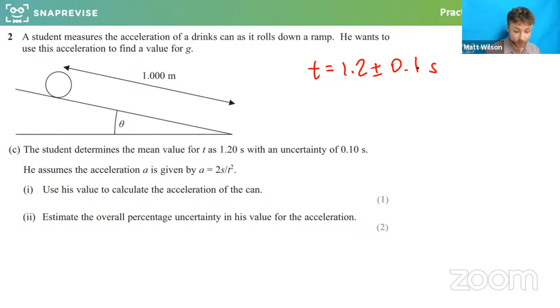He assumes the acceleration is given by this following formula. Okay, and you might recognize this from SUVAT, a equals 2s over t squared. They say, first of all, use the value to calculate the acceleration of the can. So first we're just doing a calculation, and next they're going to ask us to calculate uncertainty. So this bit of the question doesn't care yet about uncertainty. So for this part, we just have to use the formula.